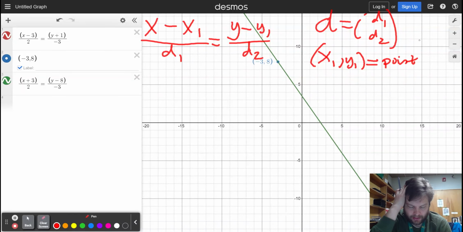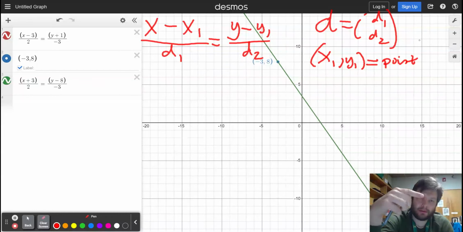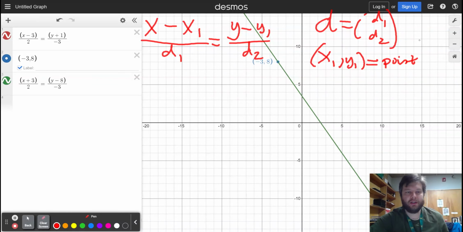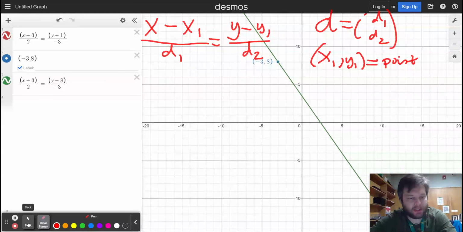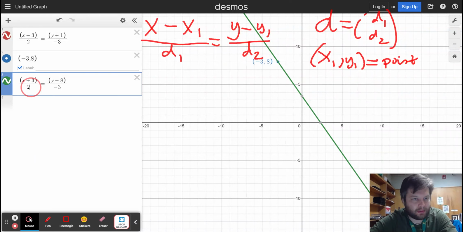Now let's write it perpendicular to the line L. Perpendicular means that you have opposite reciprocal for your direction vectors. So I'm just going to take the same equation that I had here, and I'm going to do opposite reciprocal. So the 3 and the 2 are going to change places, and I'm going to change one of their signs. I'm not going to change both of their signs. If I change both of their signs, I haven't made it perpendicular.